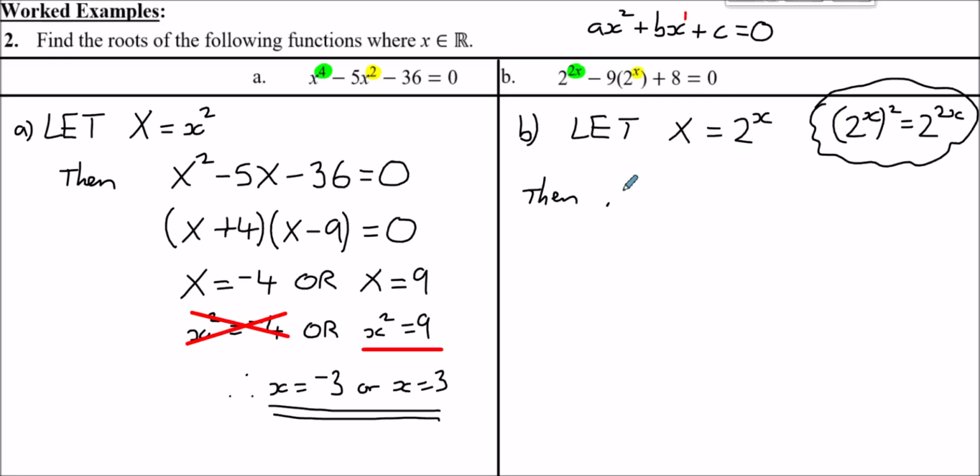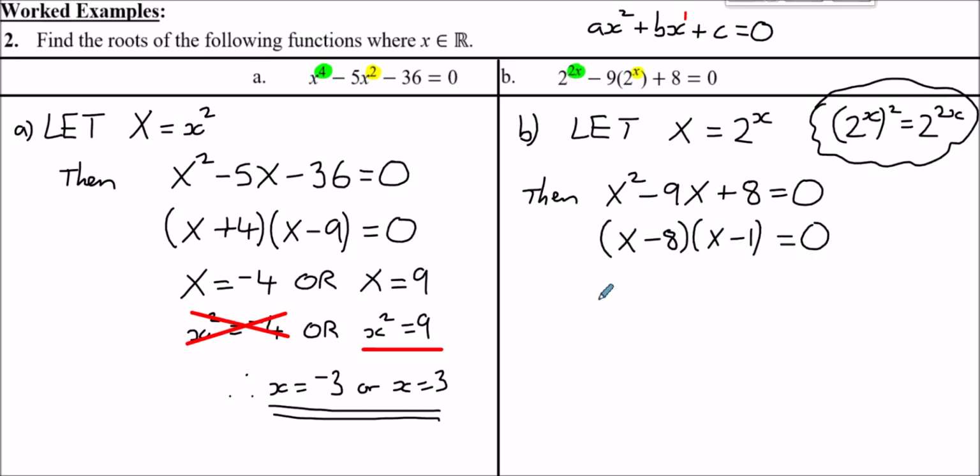So we have big X squared minus 9 lots of big X plus 8 equal to 0. This is now a quadratic in terms of big X, which again factorizes quite nicely. So two numbers that multiply together to give me 8 and add up to minus 9. Those two numbers are minus 8 and minus 1. So therefore we can say that either big X is equal to 8 or big X is equal to 1.